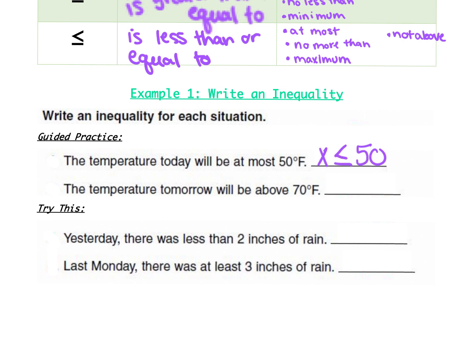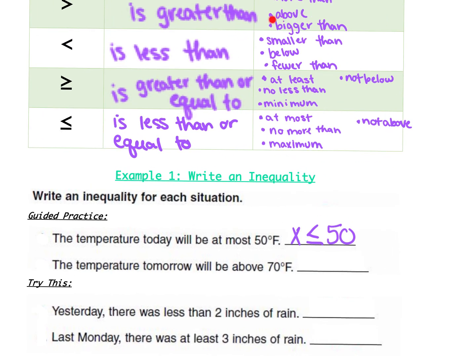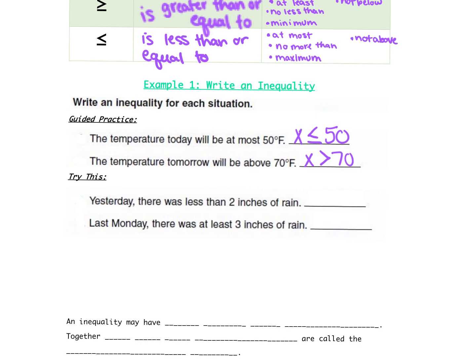maximum 50 degrees. This one says the temperature tomorrow will be above 70 degrees. Well, when we go look, above was in the greater than. So I'm going to say X is greater than 70 degrees. So then that means it's not going to be 70, it's going to be more than 70. And that's how you write them. So go ahead and you can do it now, or you can wait till the end of the video to go and answer all the try this that are in there.